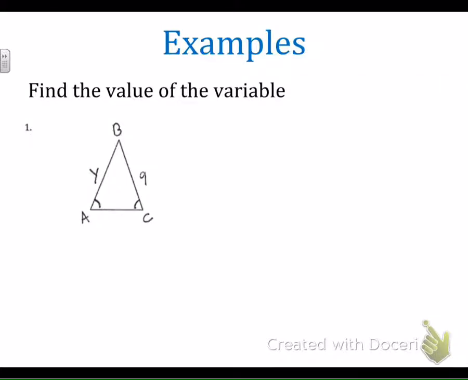Alright, so we need to find the value of a variable here. So what we just talked about, if two angles are congruent, then the opposite sides are also congruent. So these two are congruent. So y is equal to 9.